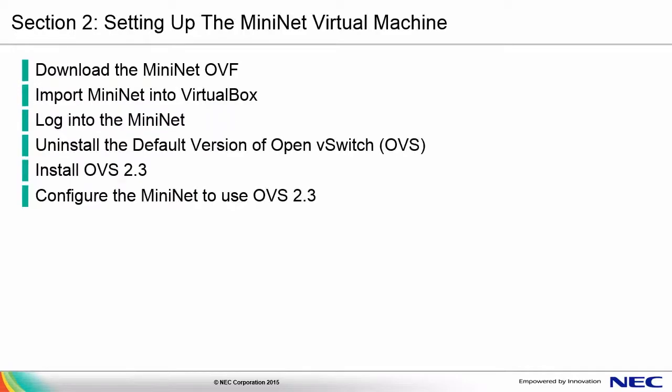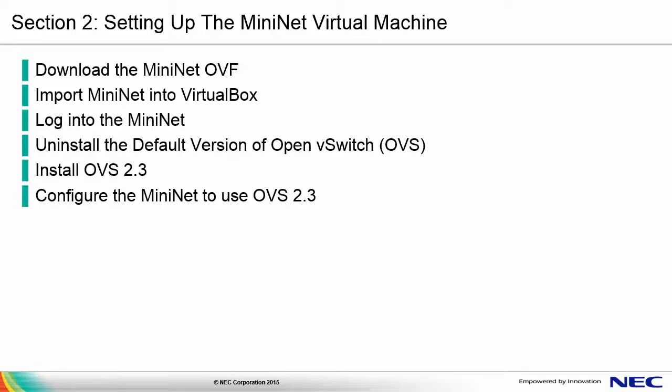Section 2, setting up the Mininet virtual machine. Recall that Mininet is the open source application we're going to use to spin up our SDN topologies consisting of OpenFlow switches and Linux hosts. We divided this section up into 6 tasks. First, we'll show you how to download the Mininet OVF from GitHub. Second, we'll show you how to take that Mininet OVF and import it into VirtualBox, our hypervisor, to spin up the Mininet virtual machine.